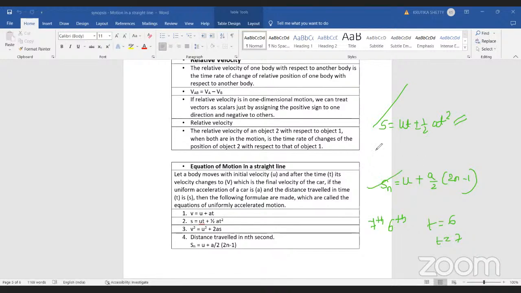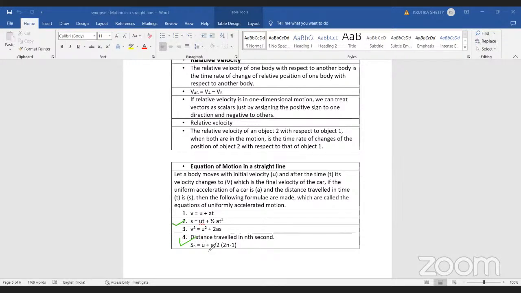Is it clear? When you see the numericals, you will clearly understand when to use the first, second formula, when to use the fourth formula in the column. Sn is what? n is that interval of time, u is initial velocity, a by 2 (2n minus 1). So we will see the numericals on this.